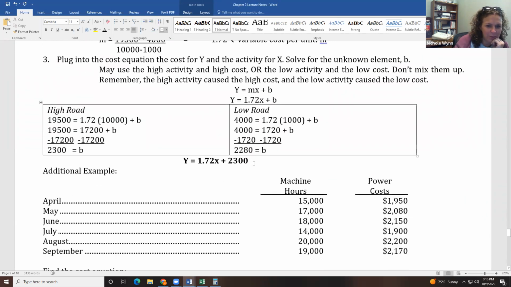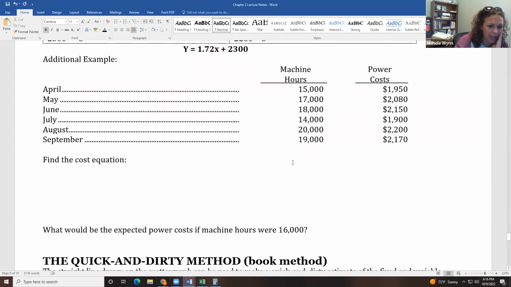So, okay, let's do another example, and let's find the cost equation for this one. So go ahead and hit pause, and I want you guys to try to figure it out. Use this data, find the high, find the low, find your M, solve for B, and write your cost equation. Okay, so everybody pause me and then come back.